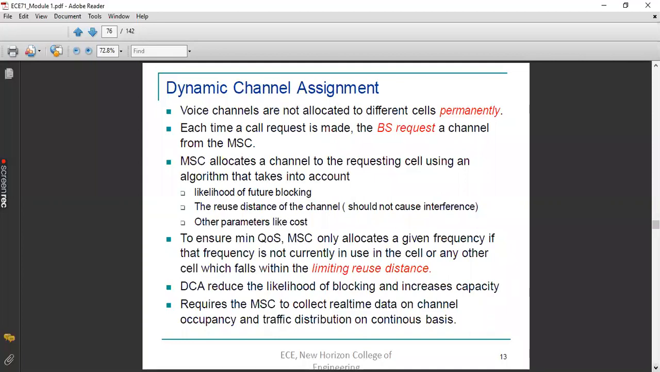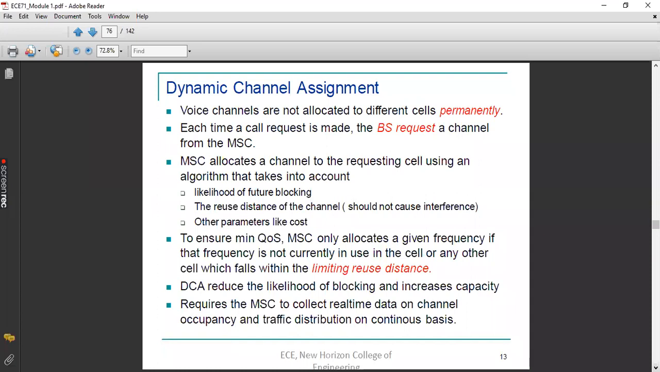While allocating the new set of channels to the requesting call or user, three conditions need to be satisfied. These three conditions are incorporated in that particular algorithm. By considering these three points, we are going to assign a new set of channels to the intended user under a particular cell.